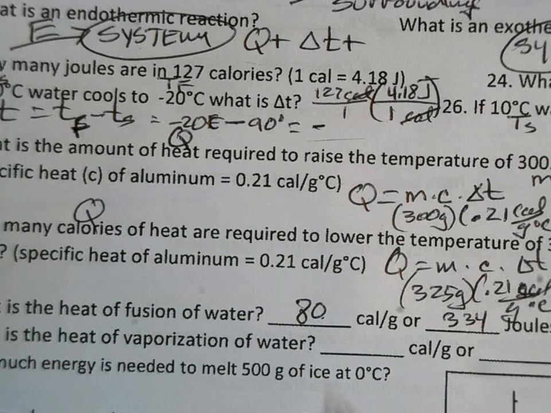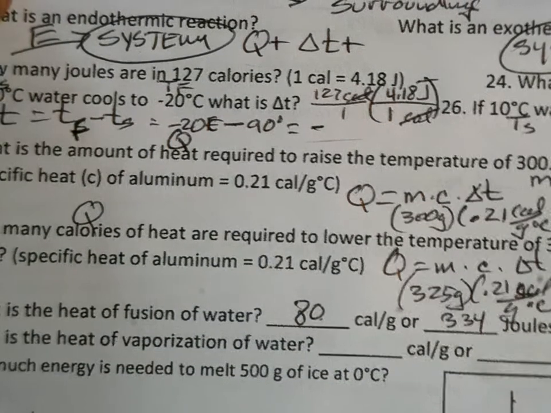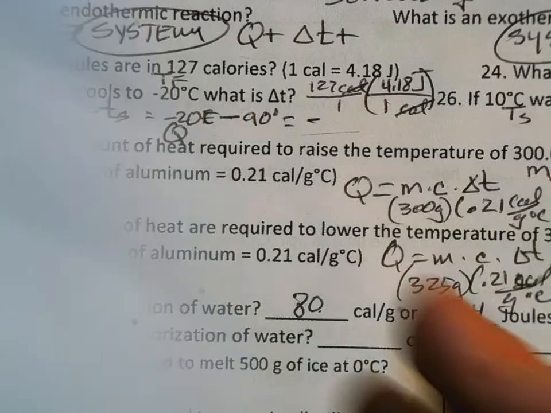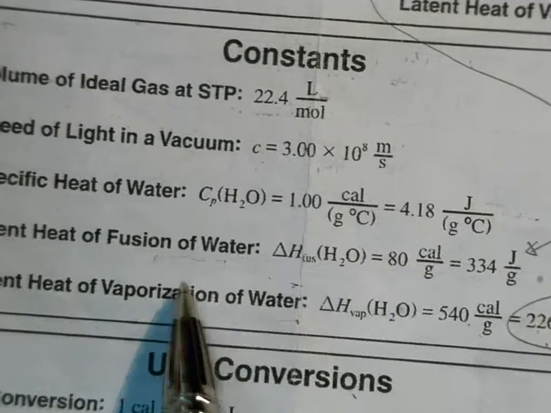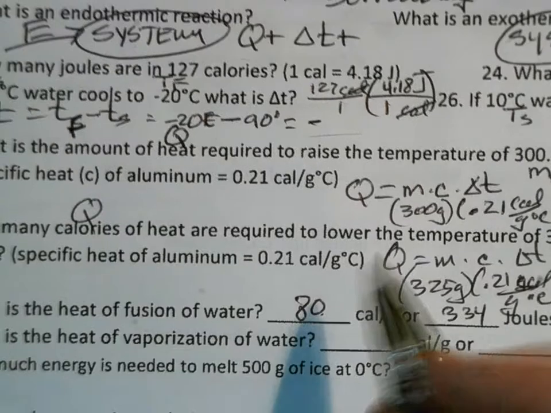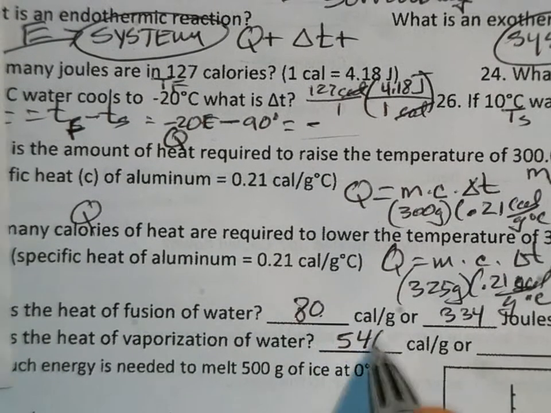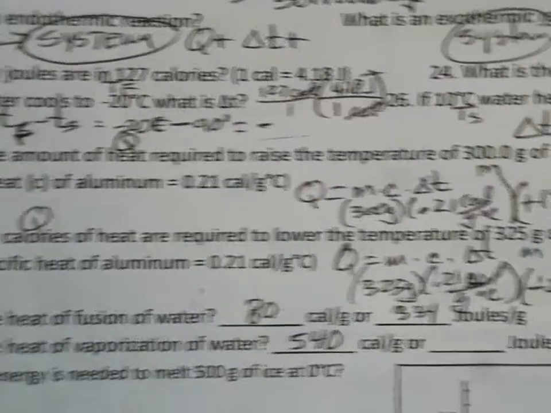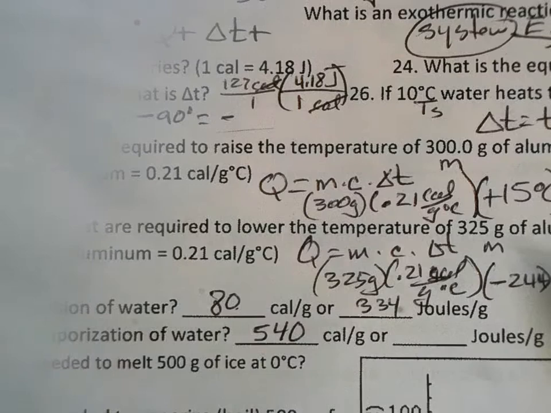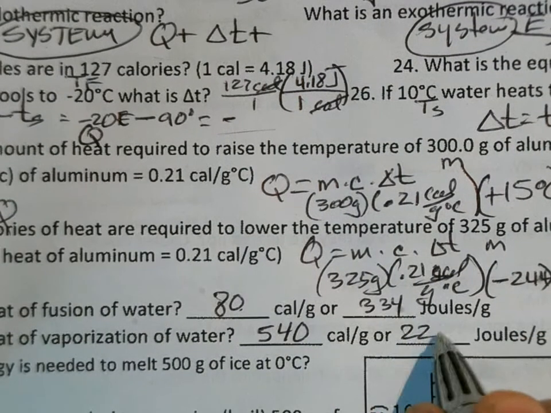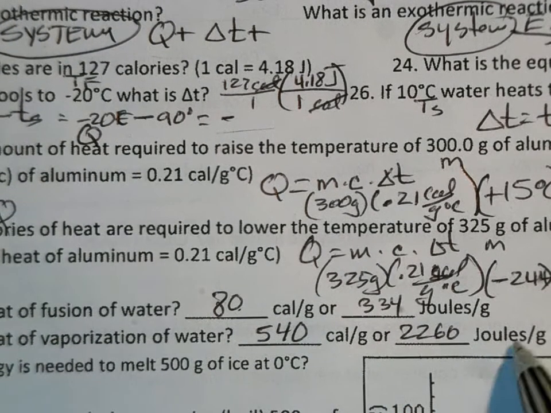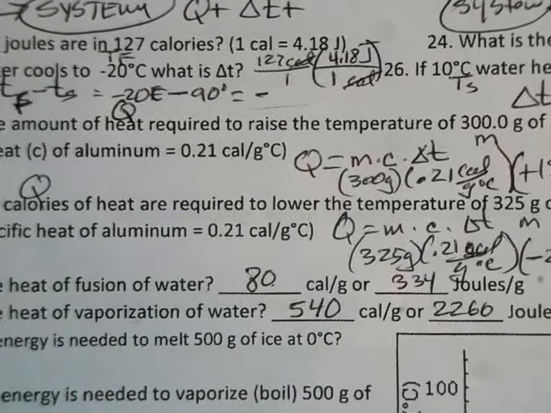I think on our test we're going to probably provide you with any heats of fusion you need. Also, what is the heat of vaporization of water? It takes a lot more energy to vaporize or to condense water, and it's 540 calories per gram, or if we're asked to do it in joules, it'll be 2260 joules.